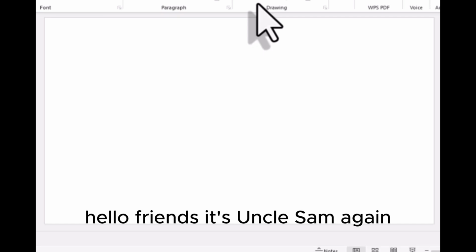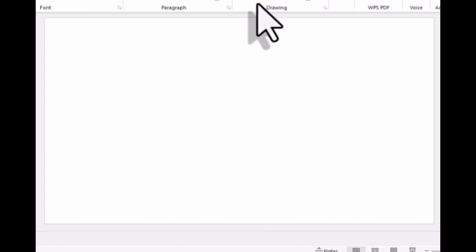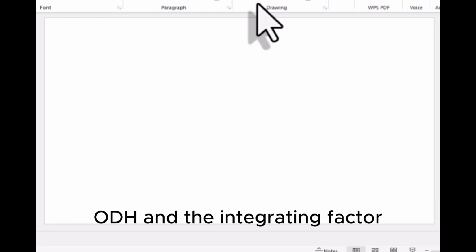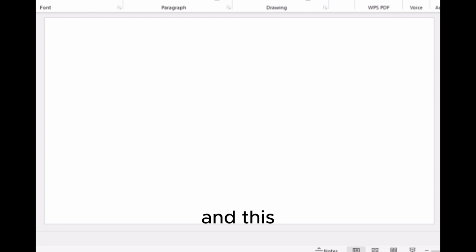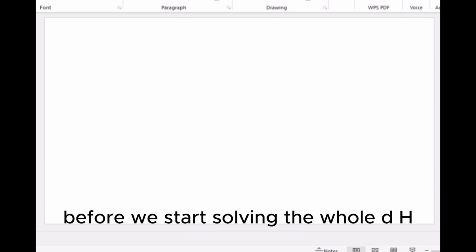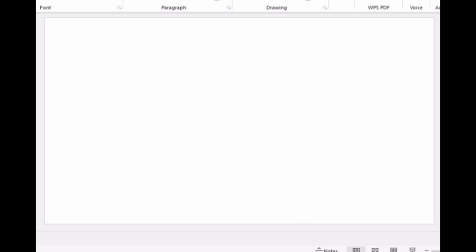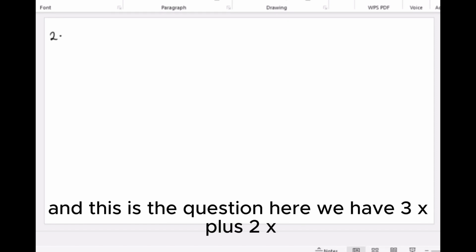Hello friends, it's Uncle Sam again, and we've been solving questions on the exact ODE and the integrating factor, and we have another question here we need to solve. We also need to test for the exactness of the equation before we start solving the ODE. So let's call this question 2, and this is the question here.